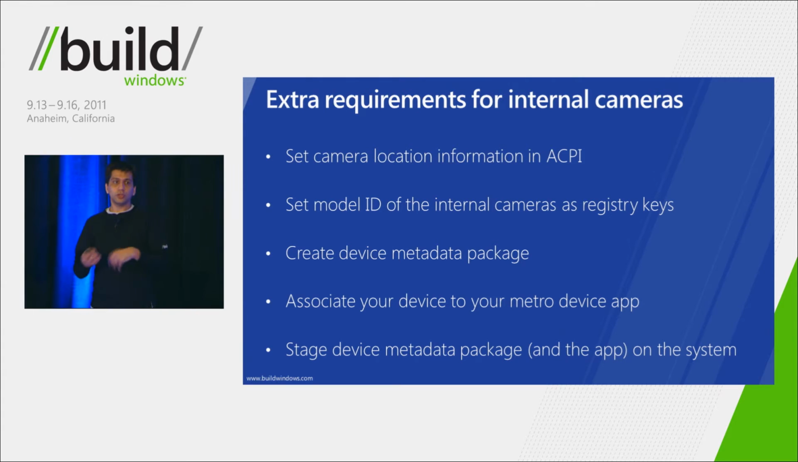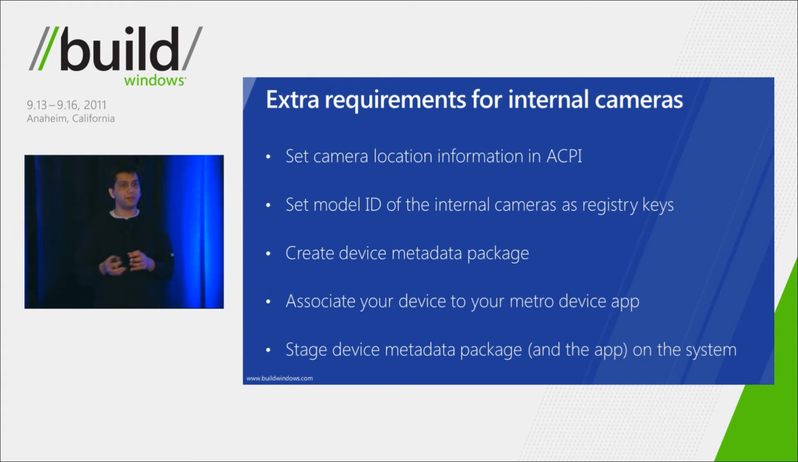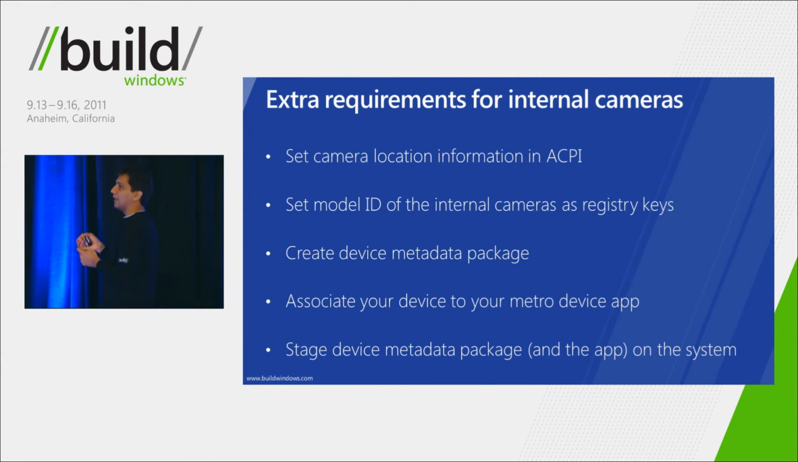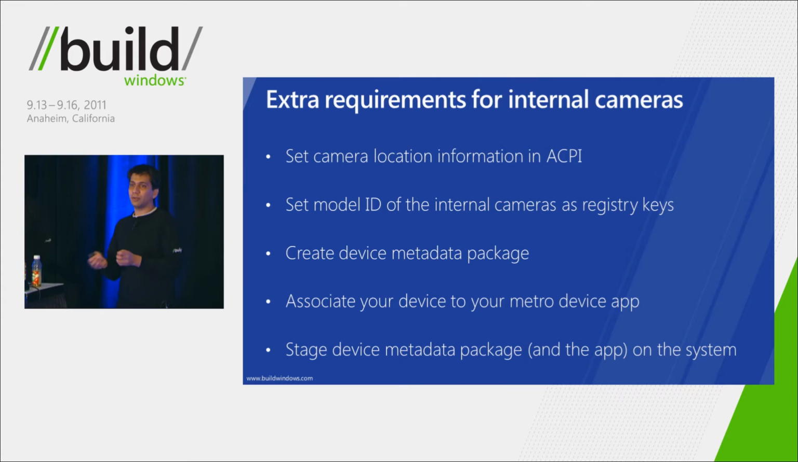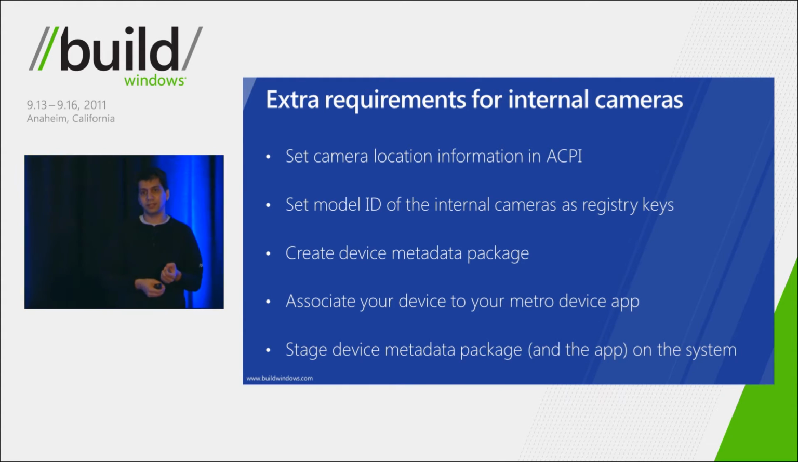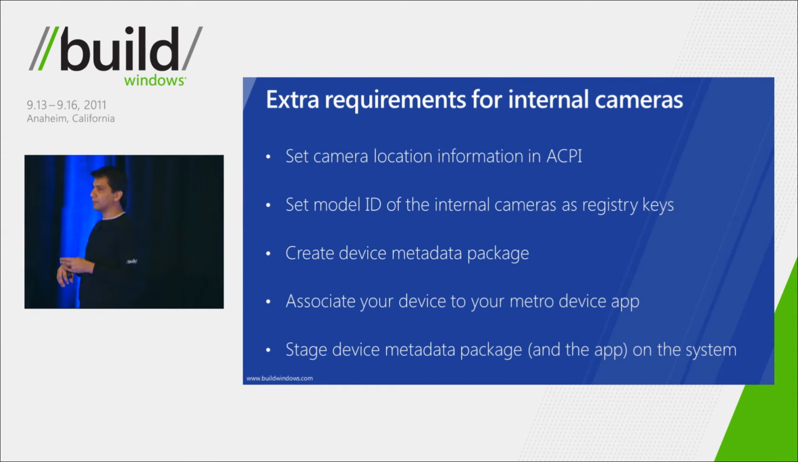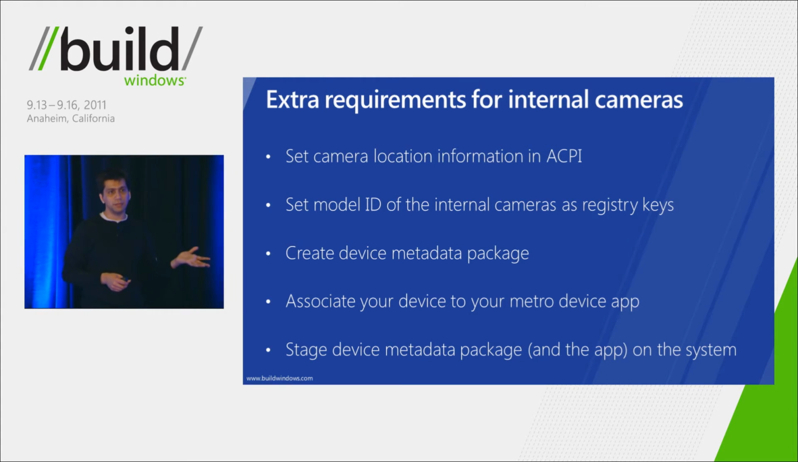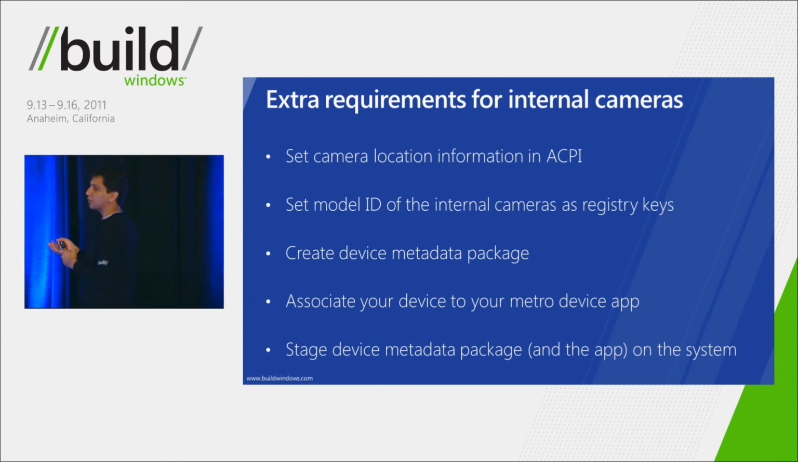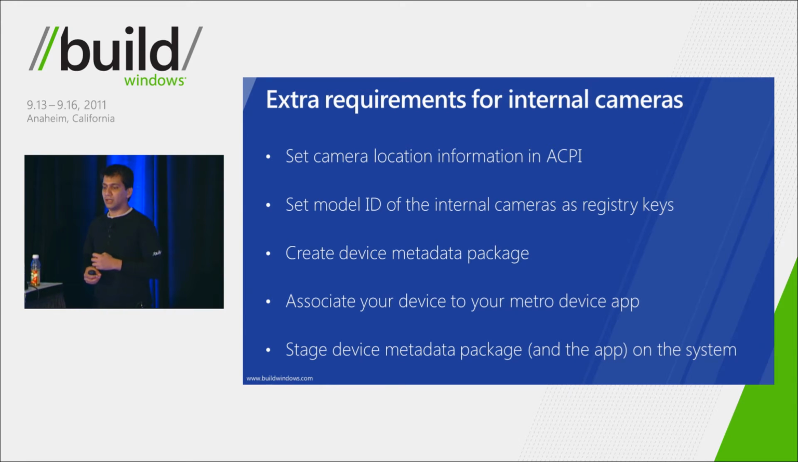For those of you who manufacture internal cameras, there are some additional things that need to be done. That is because internal cameras do not benefit from the plug-in event that happens when external cameras are plugged into the system. So let's talk about these things step by step. The first thing you would need to do is to set up location information in ACPI. If you're familiar with ACPI, the PLD section, the location descriptor section, is where you are going to specify the camera location.